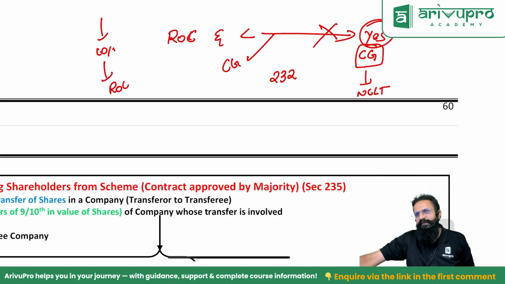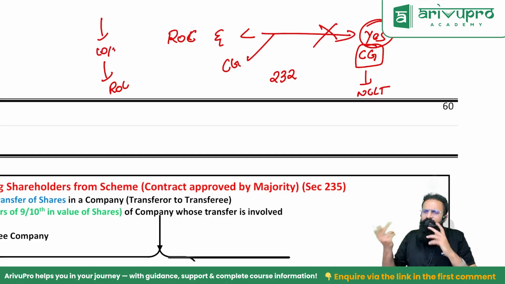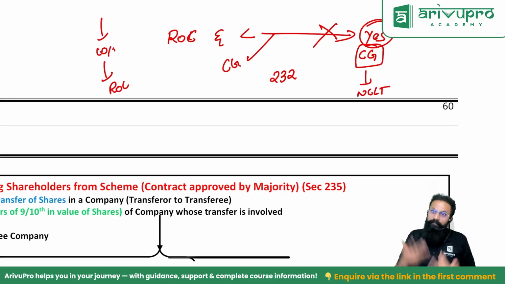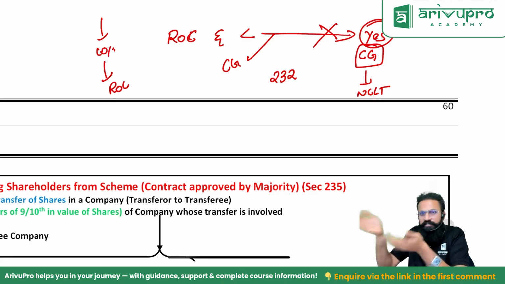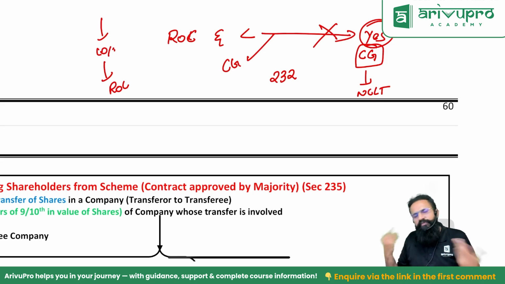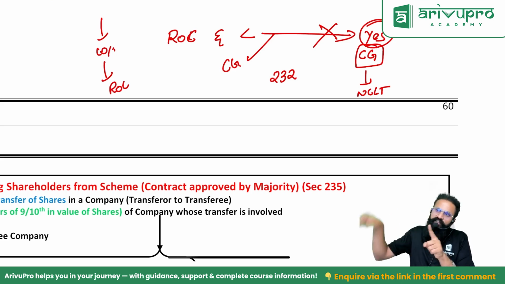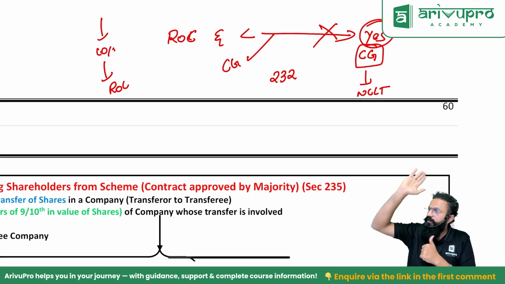In such cases, the central government will decide on merit, meaning a hearing will happen. If it's in the public interest and the creditors' interest, they will say, no, ROC, your interpretation is wrong. If they think what ROC said is right, that this scheme is not in the interest of the public or creditors, then I will cancel. I will say, you go as per Section 232, under the tribunal's route.